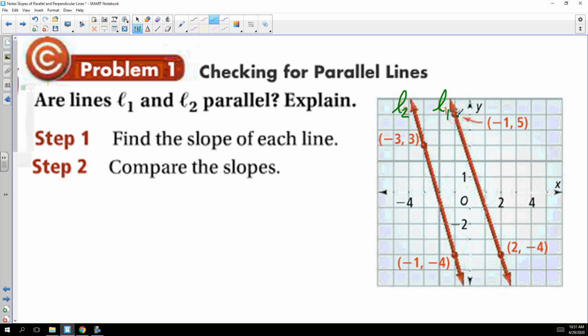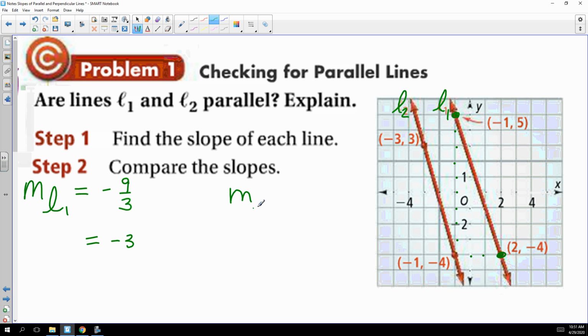From this point up here in line 1, I'm going to go down 1, 2, 3, 4, 5, 6, 7, 8, 9, and then over 1, 2, 3. So the slope of line 1 is equal to -9/3, which would be equal to -3.